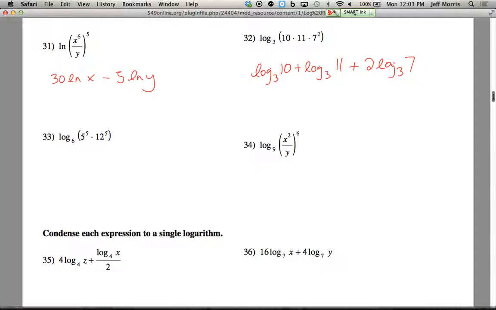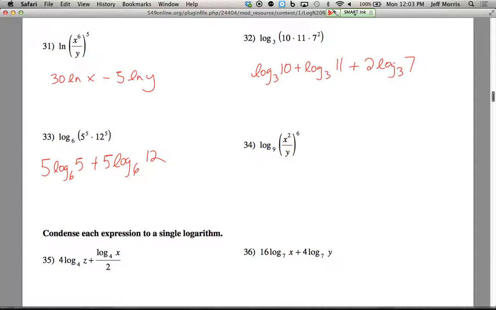Okay, 33, Brianna. Yes, go. Pull the monkey out of the tree first. 5 log base 6 of what? 5. Good. Plus 12 log base 6. Yep, there you go. Perfect. That was good.